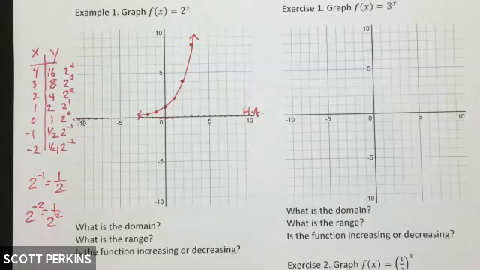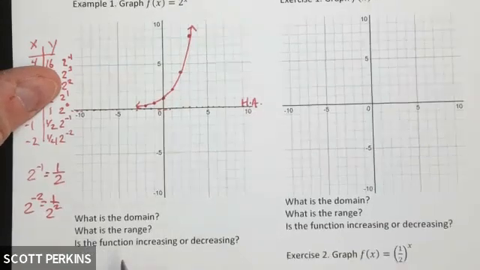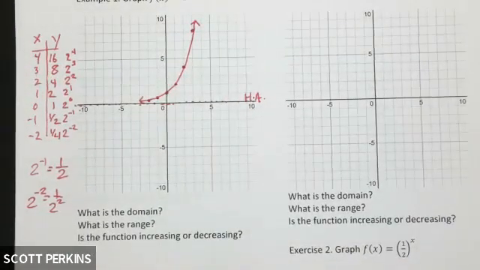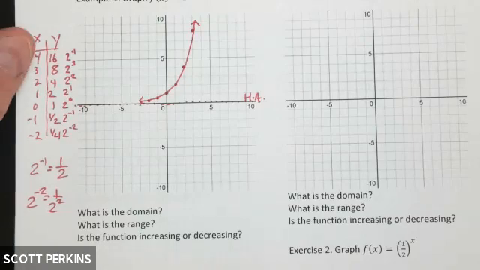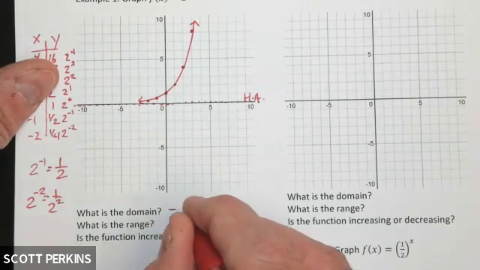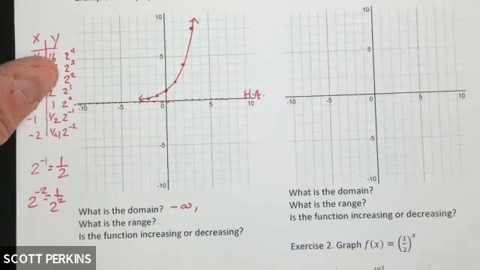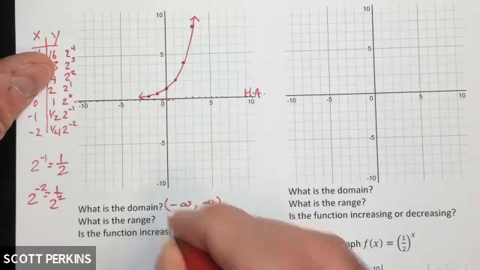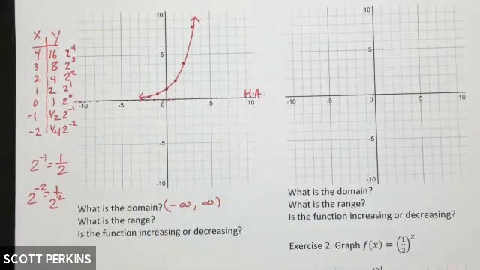So let's answer some of the questions about this exponential curve. What is the domain of this? What are my x values? How far left does this go? Negative infinity, fantastic. How far right does this go? Infinity. So there's my domain, negative infinity to infinity.